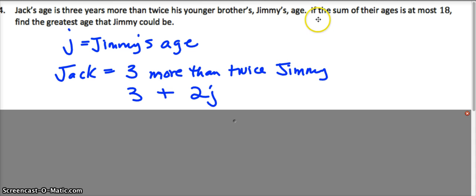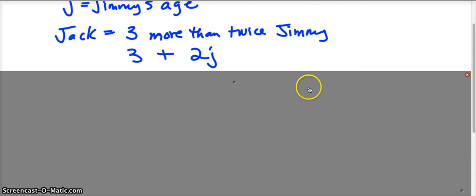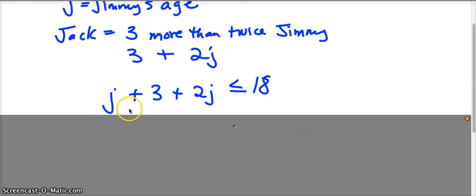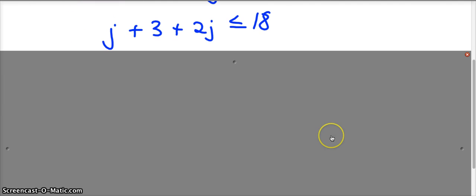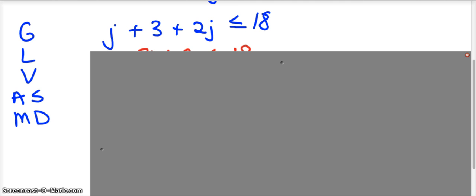Now we want to know their sum of their ages is at most 18. So Jimmy, the J, plus 3 plus 2J, Jack, has to be less than or equal to 18. Please now solve the inequality. So in order to work this one, I put those steps down along the side to help me remember.